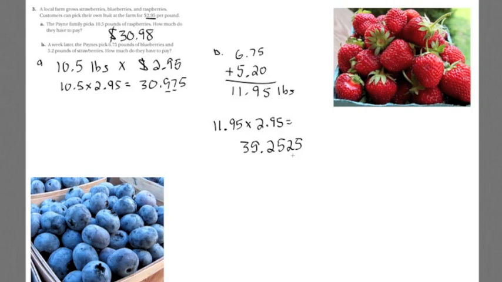Now again, we're talking about dollars and cents, so I'll have 2 spaces here. I look to the right, this number is less than 5, so I'm going to keep this 5 the same. So the final answer for B is that it cost them $35.25 for all of their blueberries and strawberries. So there's number 3.